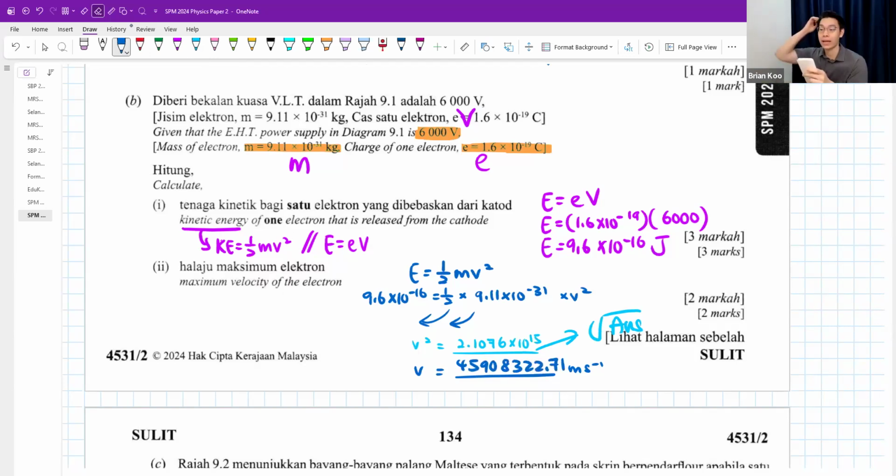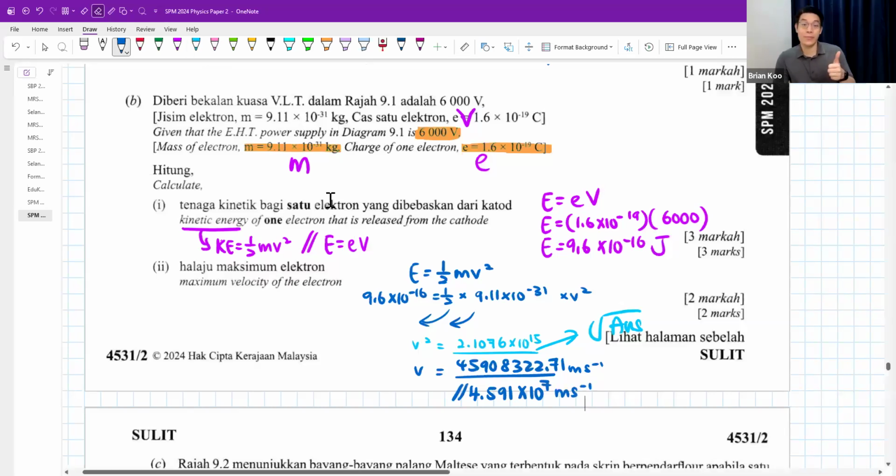4590832.71. Okay, this is from my calculator exactly. You can just write it as standard form, no problem. Okay, I round off properly: 4.591 × 10^7 meter per second. Okay, that is the calculation.